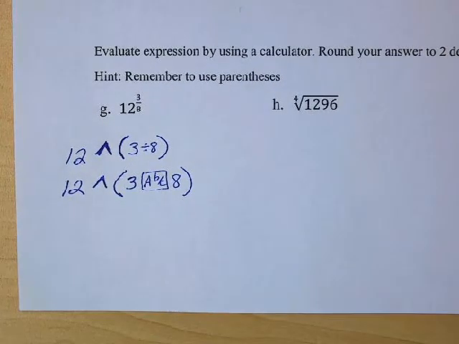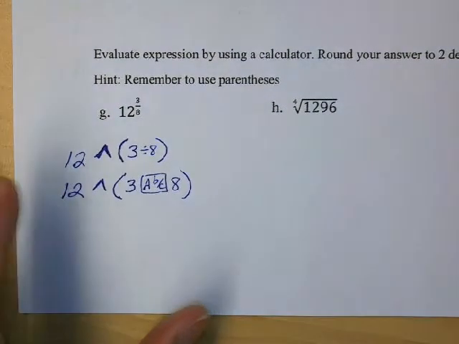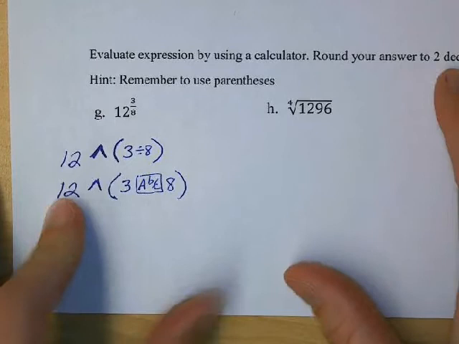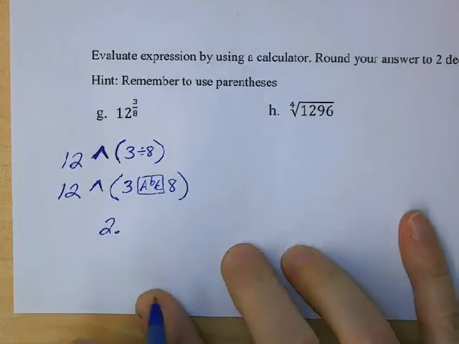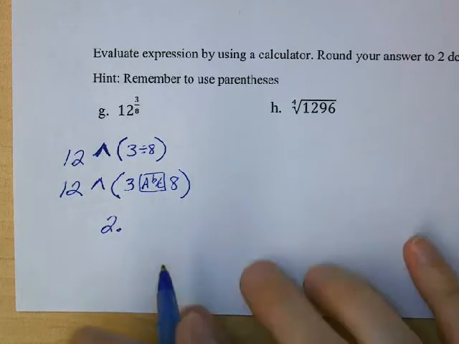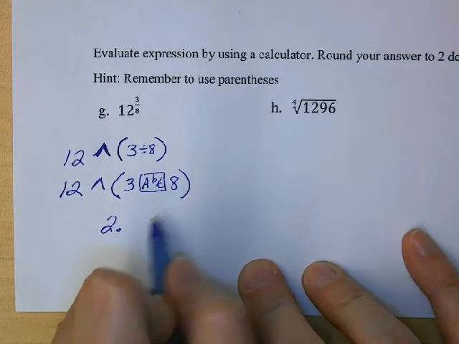You grab your calculator and you just do it. 12 to the parentheses 3 ABC 8 power, or 3 divided by 8. It works either way. Then some of them will say round your answer to 2 decimal places. Do you know what you get for this one? Did you try it? 2.53. Yeah, let's round it to 2 decimal places.